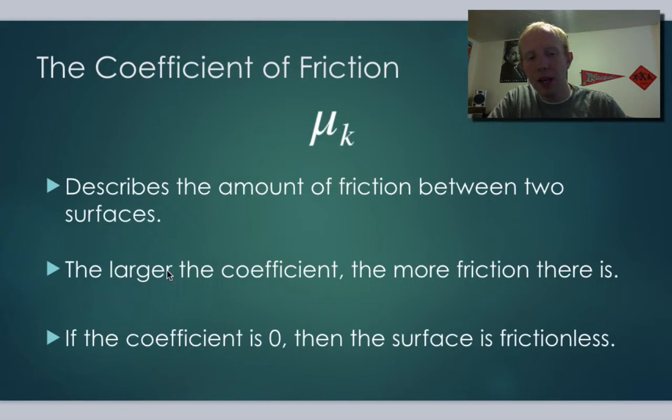The larger this coefficient is, the more friction there is. If this coefficient gets towards 0, then the surface is frictionless. Again, this is kind of an abuse of notation, but mu sub k is what we use to describe how much friction there is between two surfaces. Based on that coefficient, if we're trying to determine how much force of friction we have, the following equation is what we use.